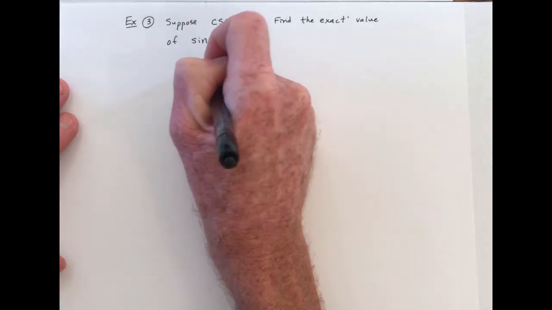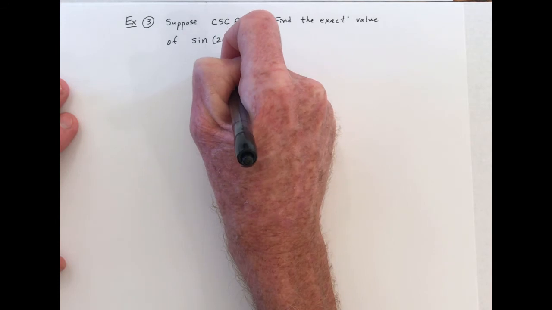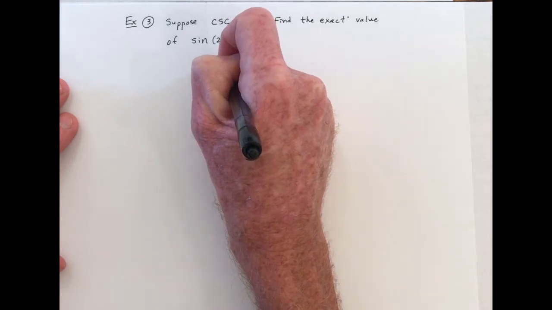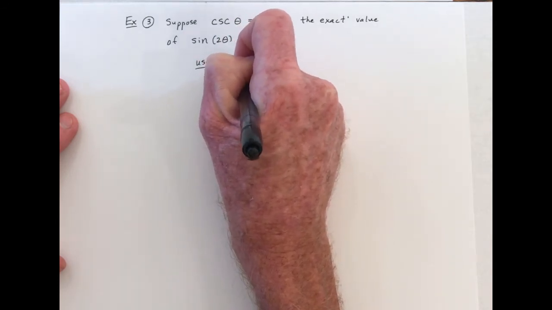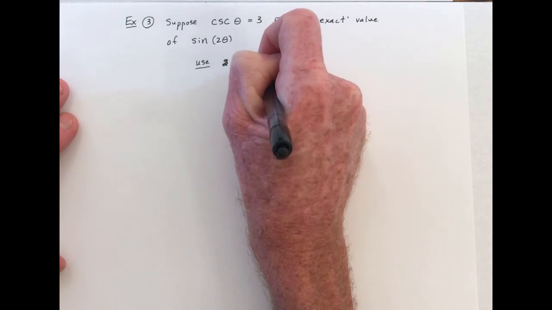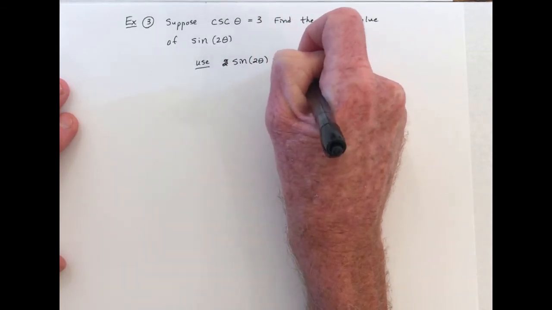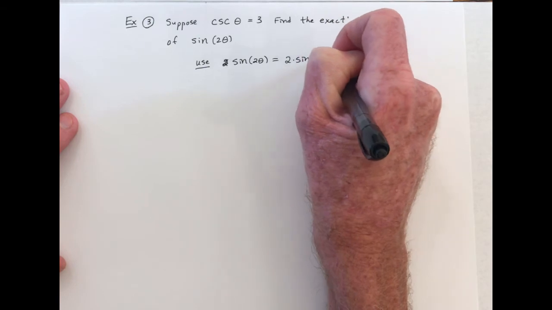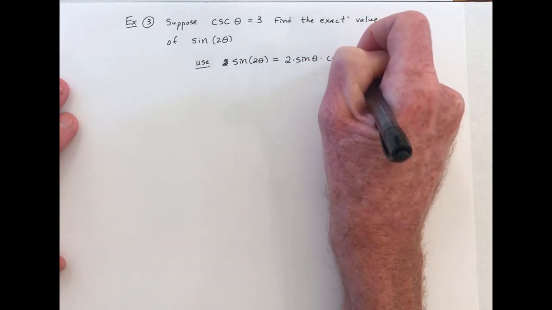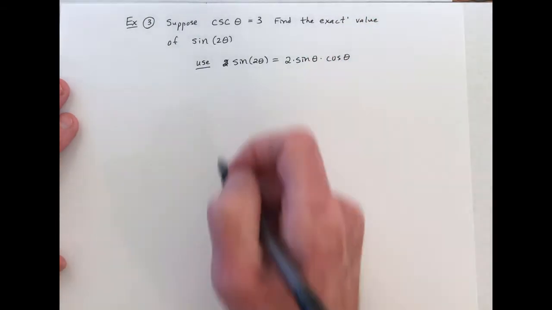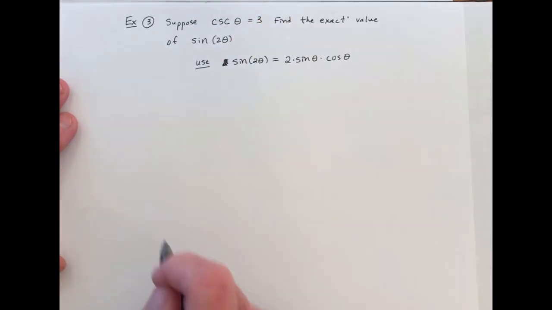So again, with sine of 2 theta, there's only one choice. Sine of 2 theta equals 2 times sine of theta times cosine of theta. So we'll use that formula right there. Just ignore this little blob part right there.